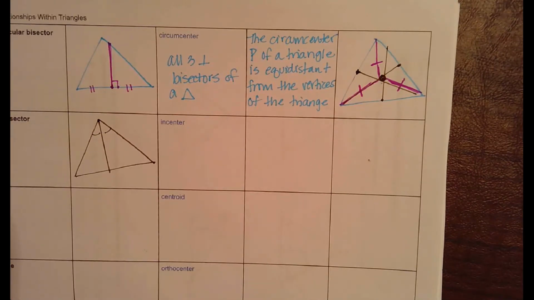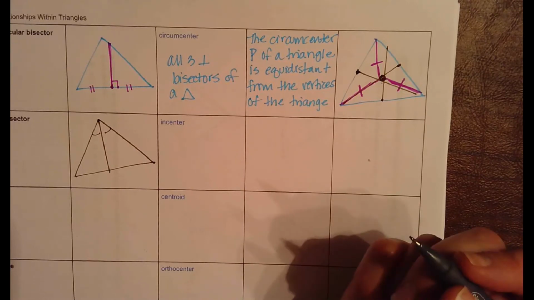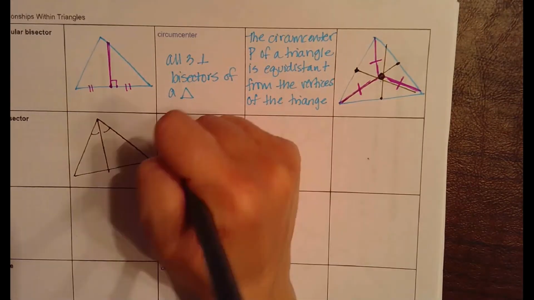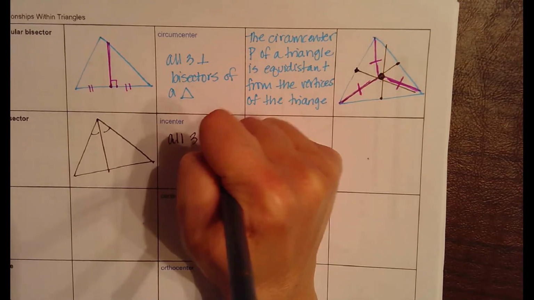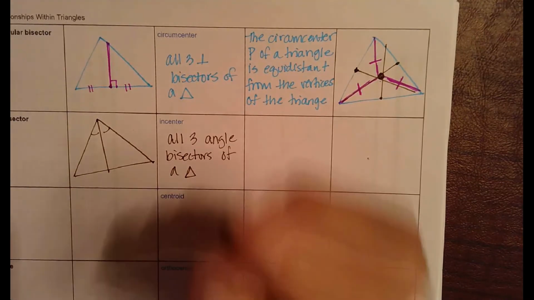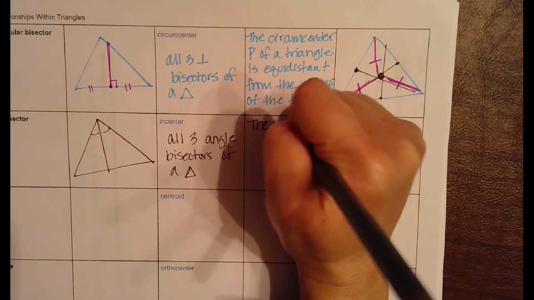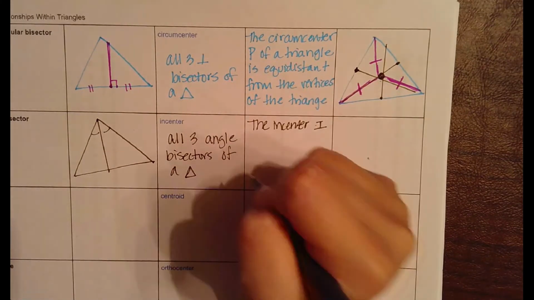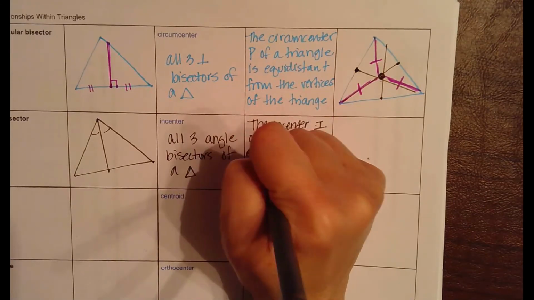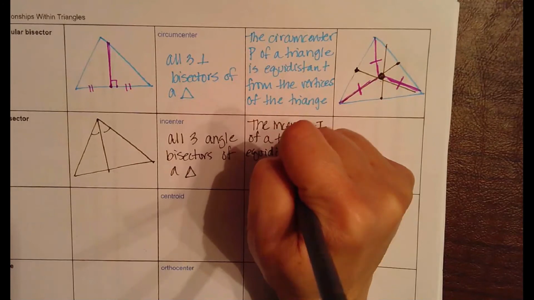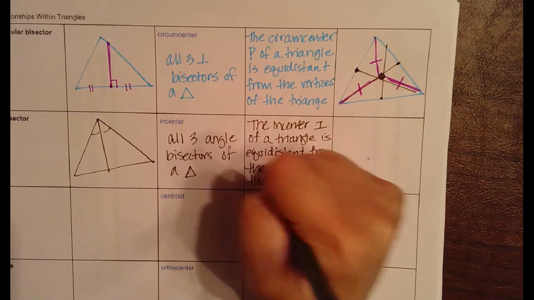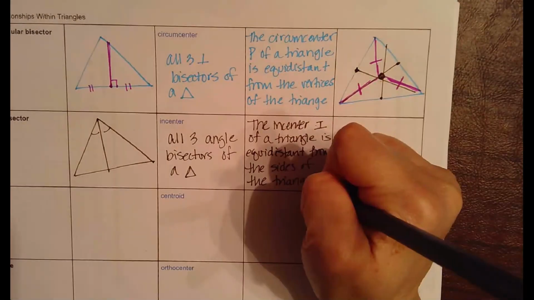So an incenter, remember, is all three angle bisectors of a triangle. And so the terminology I want us to put in this box, I'm just going to say the incenter, we'll call it I, of a triangle. And remember, an incenter is equidistant from the sides of the triangle. So circumcenter is equal distance from the vertices, and an incenter is equal distance from the sides.